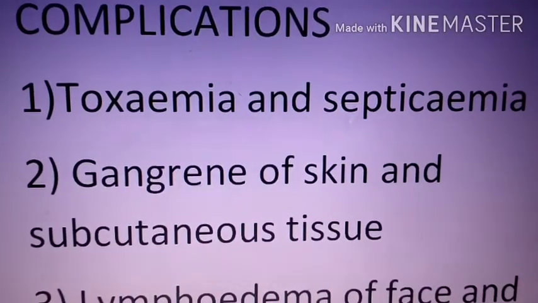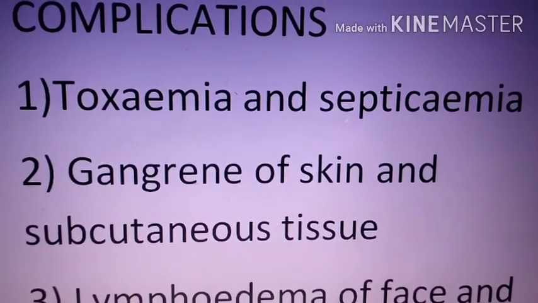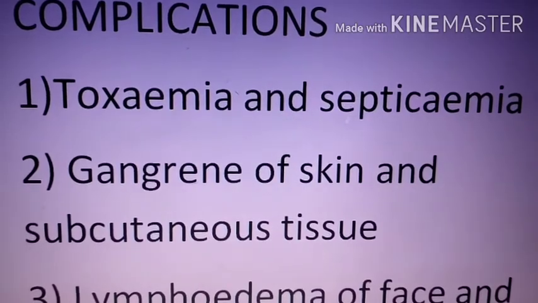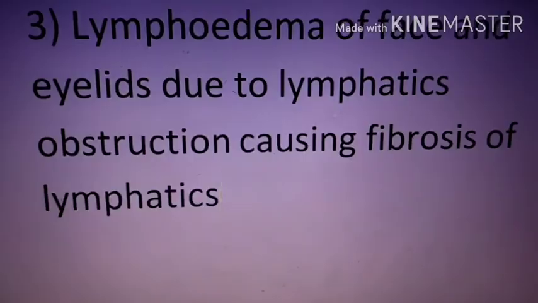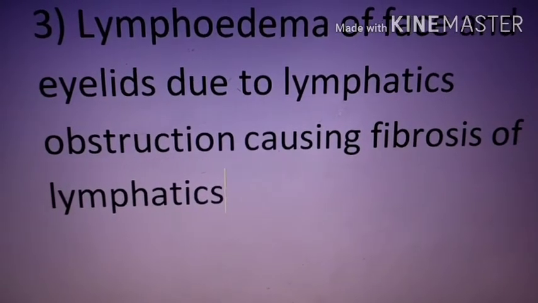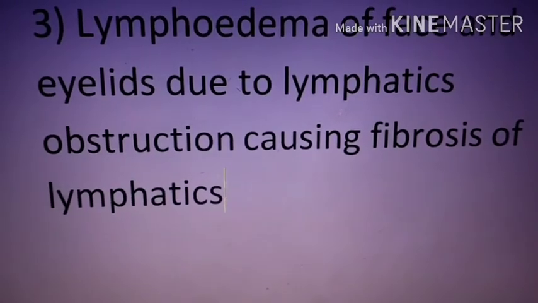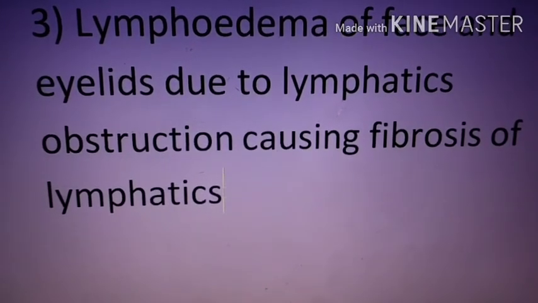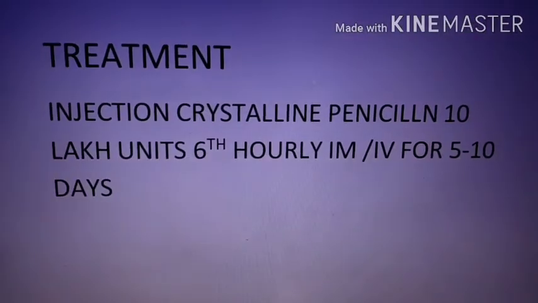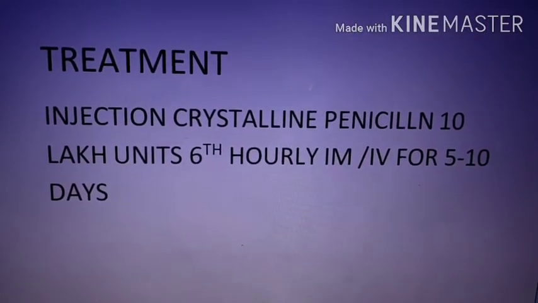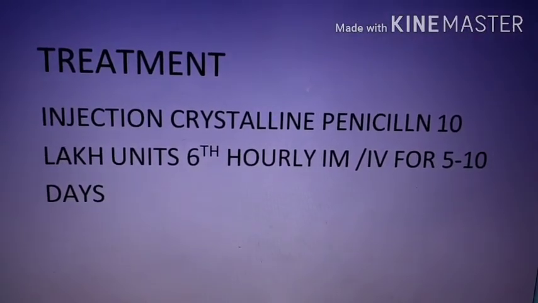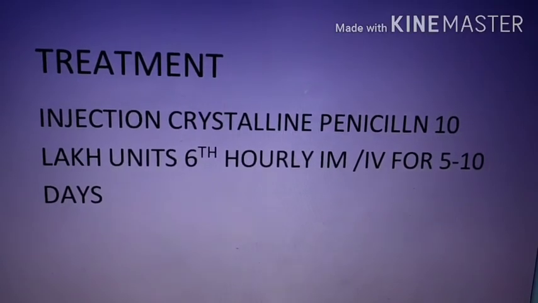Complications which involve toxemia, septicemia, and gangrene of the skin and the subcutaneous tissue can occur. Lymphedema of the face and the eyelids can occur because of lymphatic obstruction, which causes fibrosis of lymphatics. Treatment involves injection crystalline penicillin, that is 10 lakh units every 6th hourly, IM or IV for 5 to 10 days.